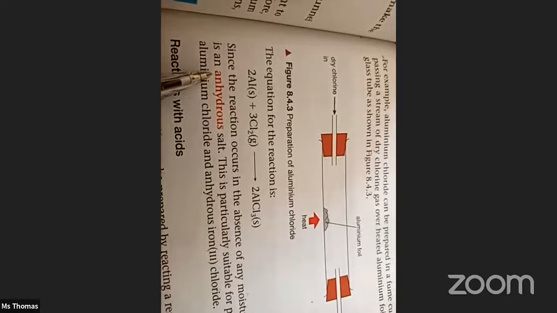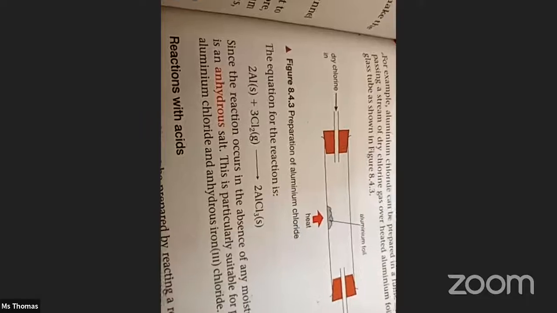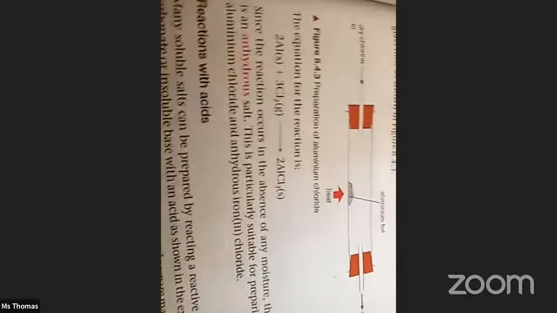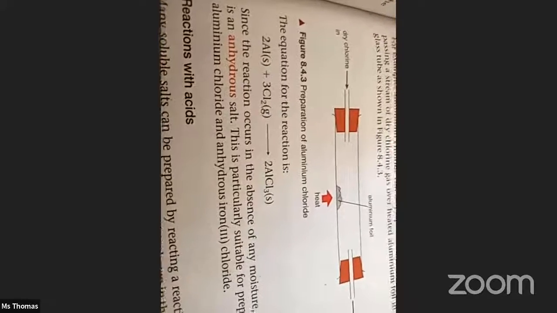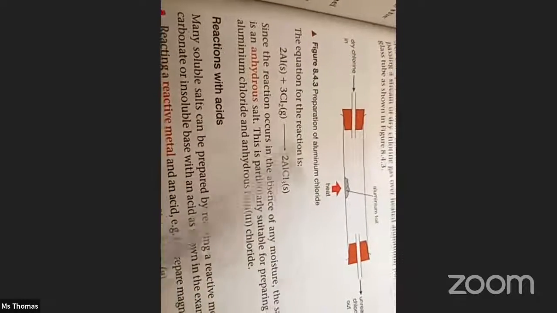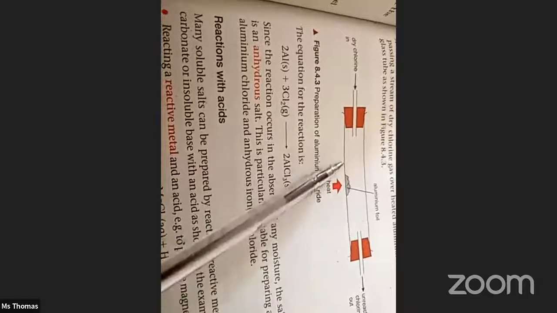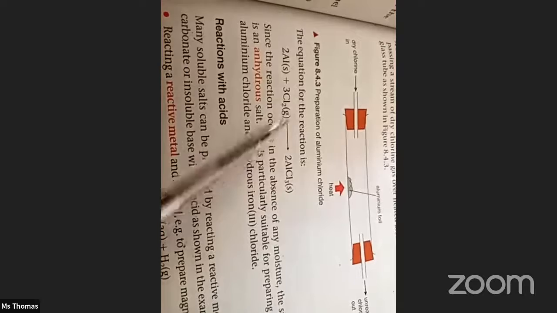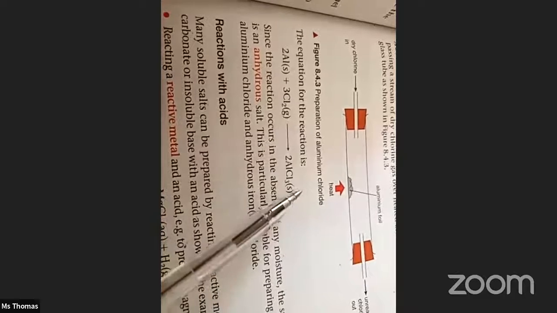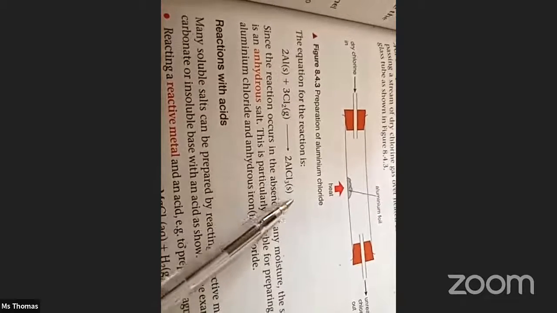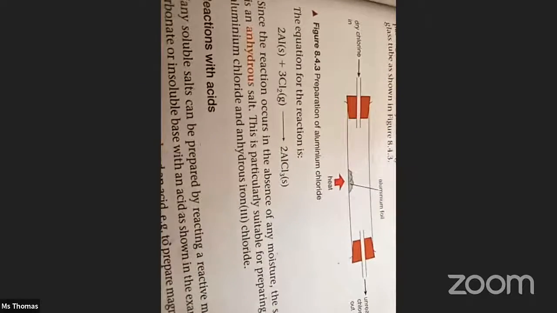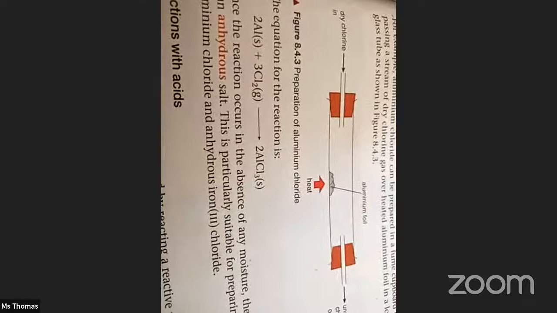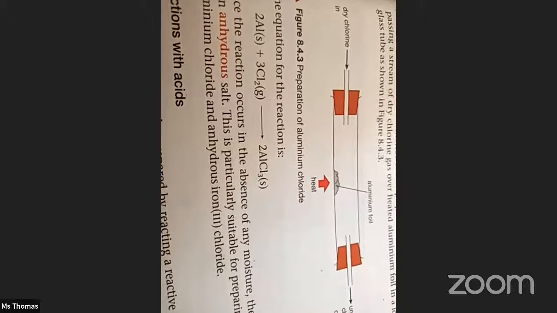Who can tell me what anhydrous means? Lacking water. No water, absence of water. So if you notice, you're just taking the gas and you're taking the metal and combining them. There is no water present. It is not aqueous, right? As a result, you will get an anhydrous salt, a salt that contains no water. Is that clear? Yes, miss, that's kind of what I said.